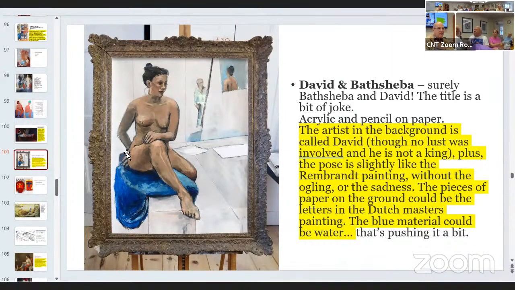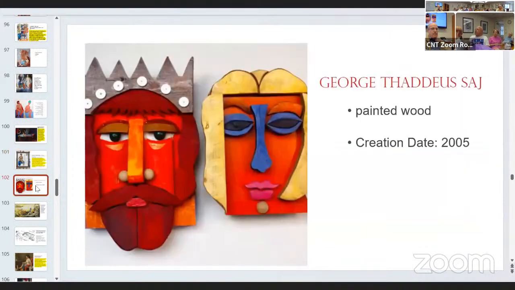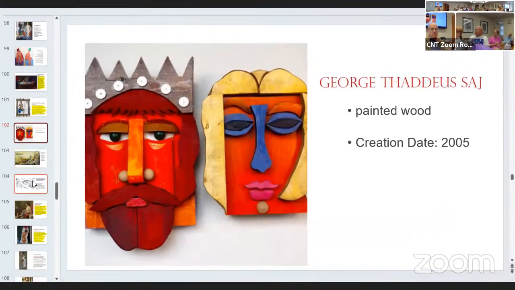And this is like, the pose is like in the Rembrandt painting, and there is sort of like David looking at Bathsheba as he's painting her. So it's an interesting take on that story, trying to understand what exactly it means, but it's like a modern David, an artist, painting Bathsheba. Here's just on wood, so it's not just on canvas.